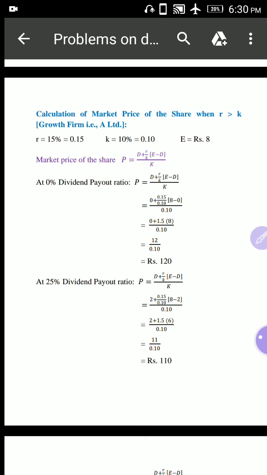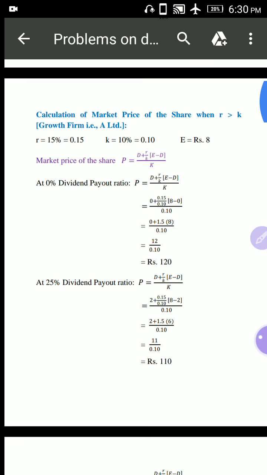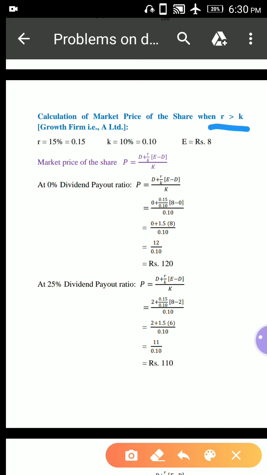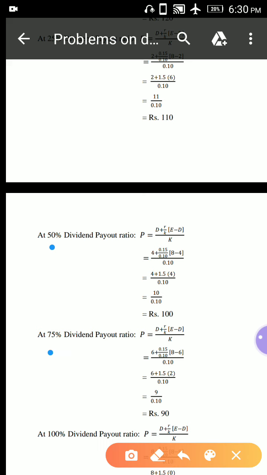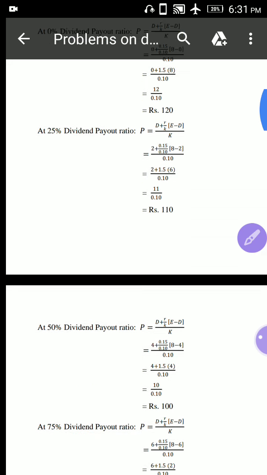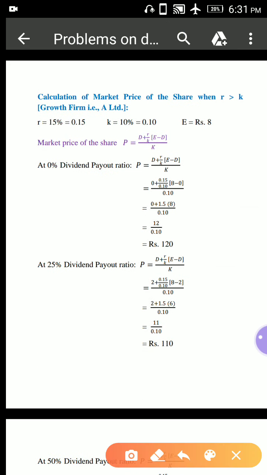So now market price of the share when R greater than K, we have to calculate at different dividend payout ratios. So here the different dividend payout ratios are given: 0%, 25%, 50%, 75%, and 100%. So at these dividend payout ratios, what is the market price of the share when R greater than K, we will calculate now by using this formula. Now at 0% dividend payout ratio, what is the dividend? Dividend is 0. At 25% dividend payout ratio, dividend is 2.